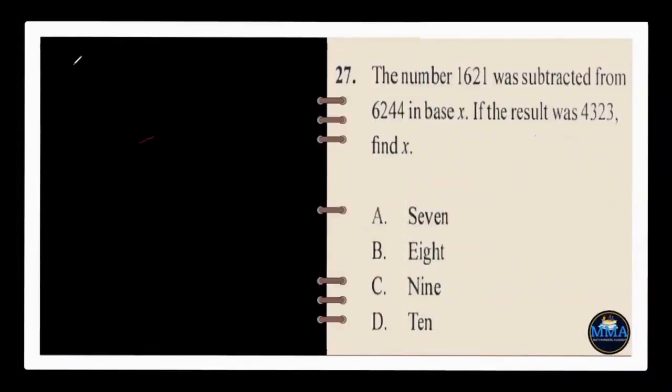Now, here they say the number 1621 was subtracted from 6244 in base S. If the result was 4323, find S. Now, if you look at the biggest digit here is 6. That means the value of S as a base is going to be a number greater than 6, of course. So we expect that our S is going to be either 7, 8, 9, or probably 10. So now, with this in mind, let's go on.